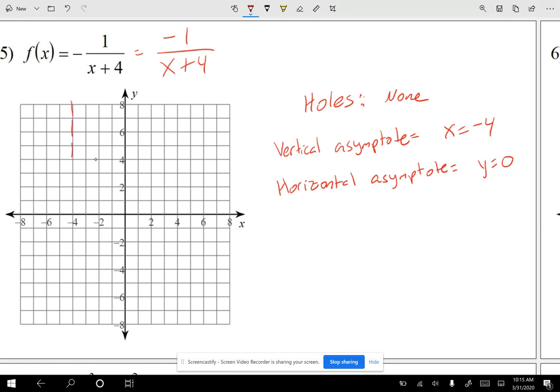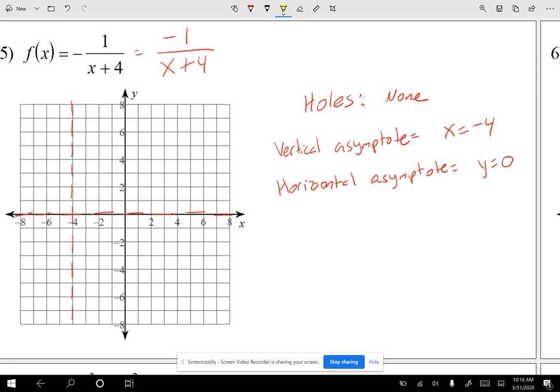So I'm going to draw the line x equals negative 4. Notice not just a straight line, it's a dotted line. That's the line where my graph is going to get close to it, it's just not going to cross it. My horizontal asymptote in this case is the line y equals 0. I don't have any holes, so I don't have to worry about that.